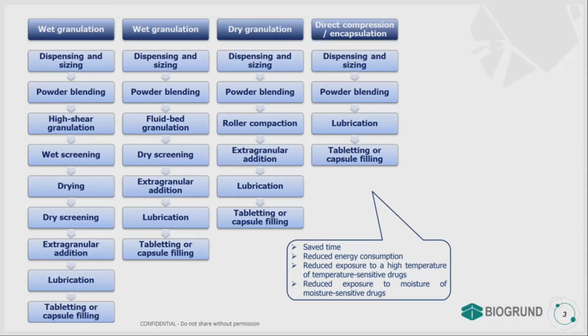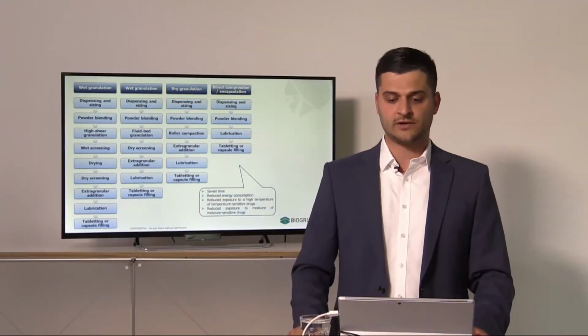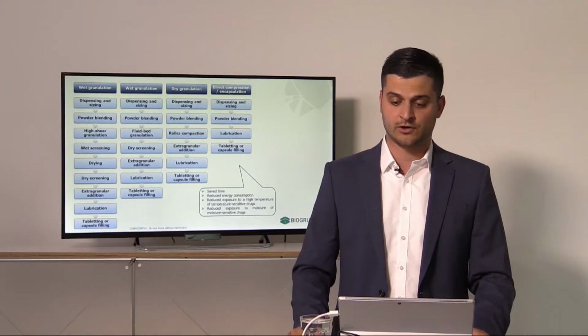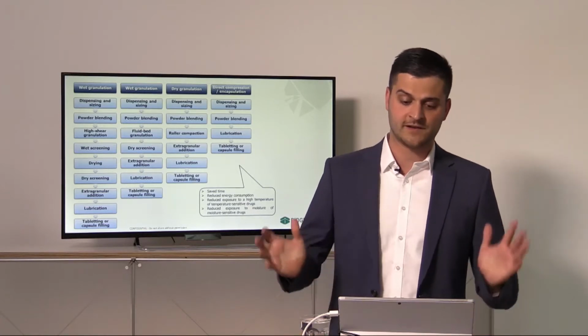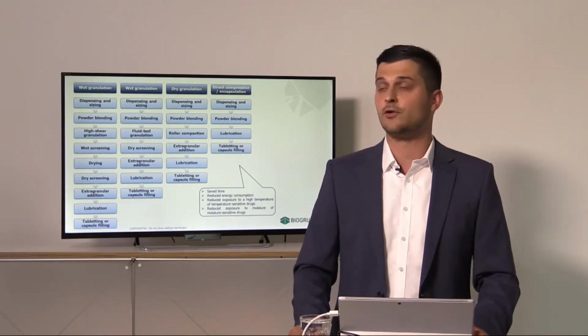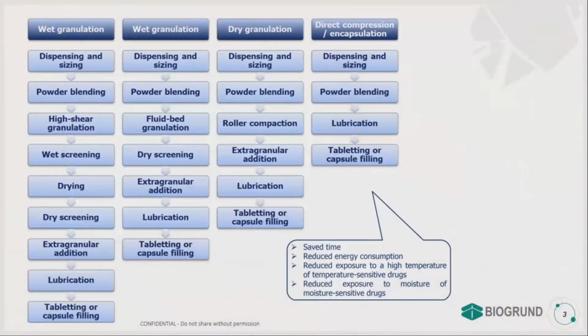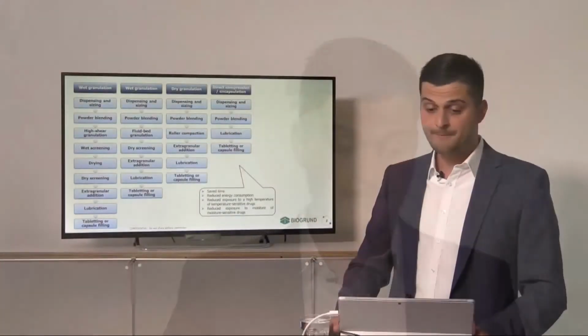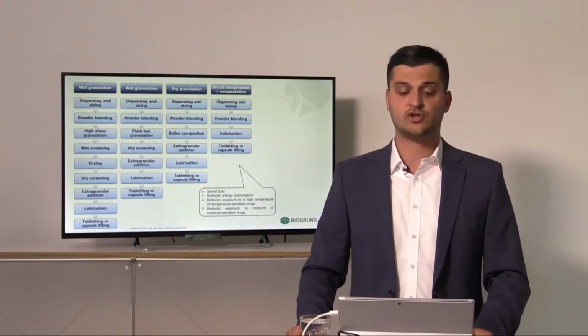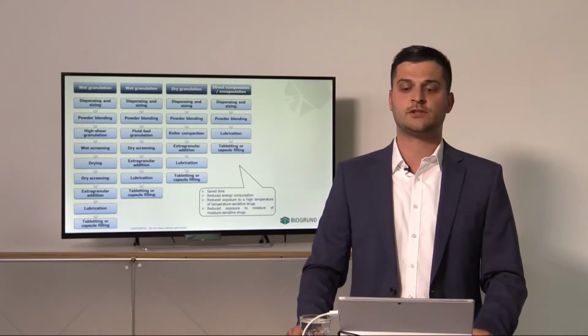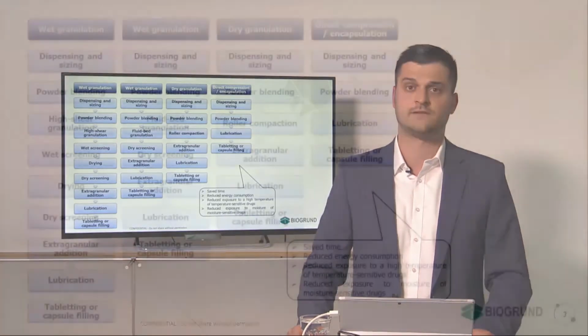Just saying, we are not going to take a closer look at each of the steps, but the purpose of this figure is to show how process steps can be shortened, or rather, to visualize the cut down from 9 to 4 steps. The associated advantages are saved time, reduced energy consumption, and reduced exposure to moisture or high temperatures for the API.